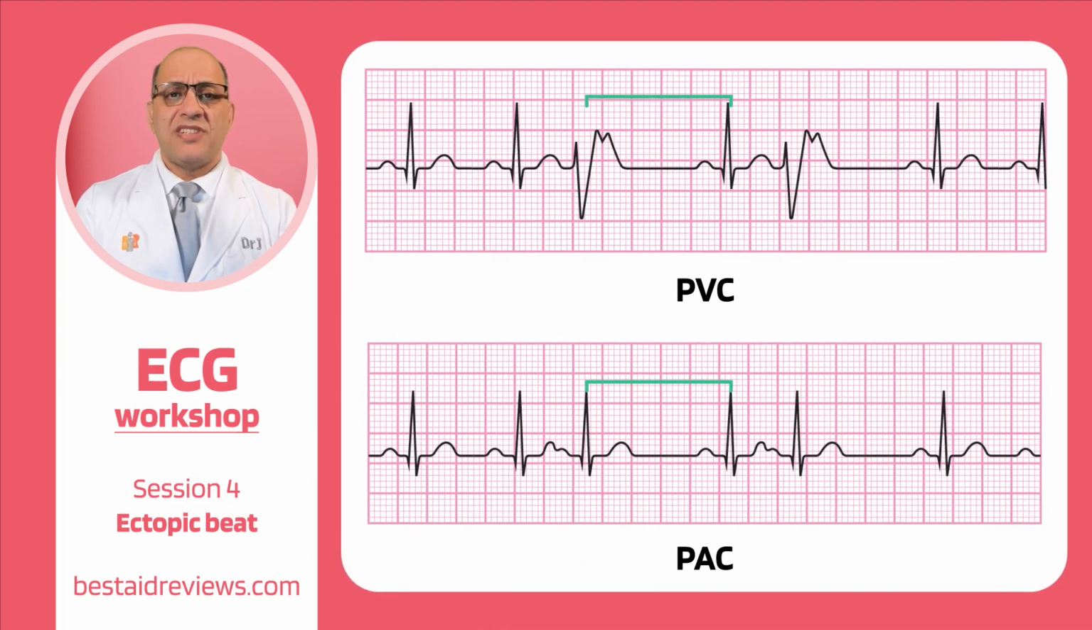So what happens is this: somewhere in the atria or in the ventricles, one fiber decides to fire earlier. So when that happens, if it's from the atria, then you see a narrow complex. If it's from the ventricles, you see a wide complex.